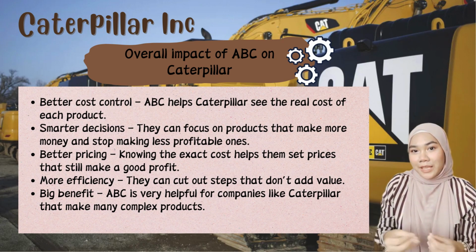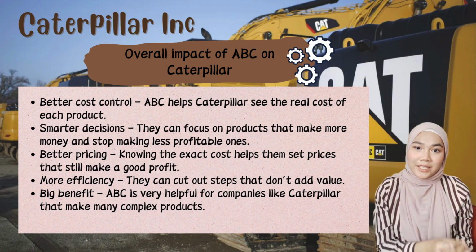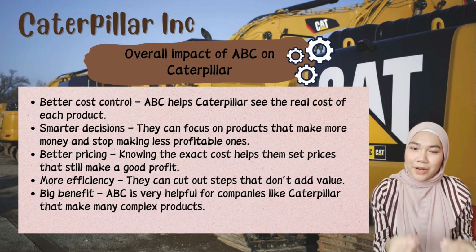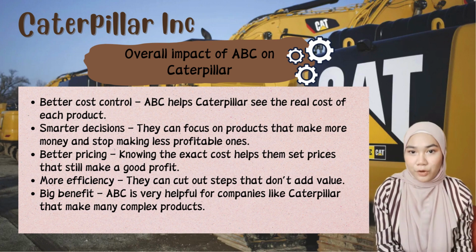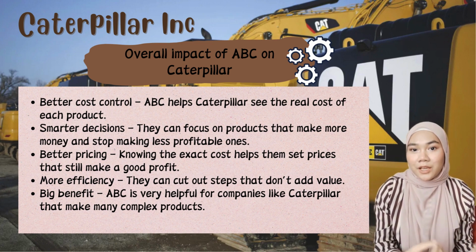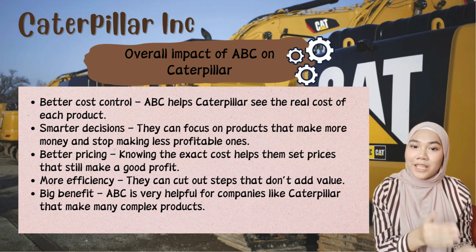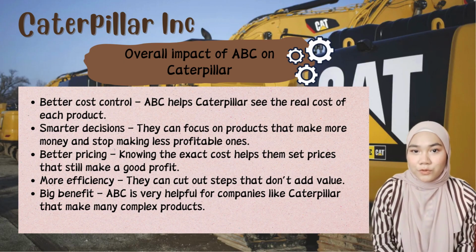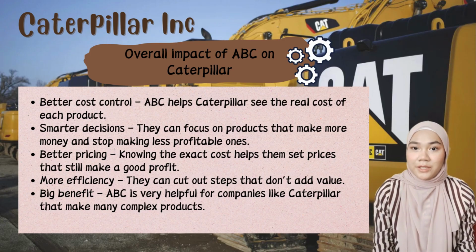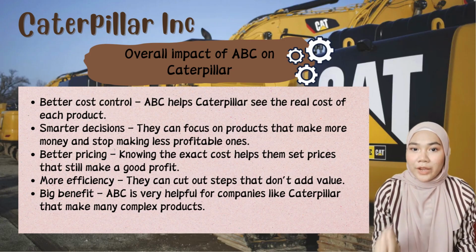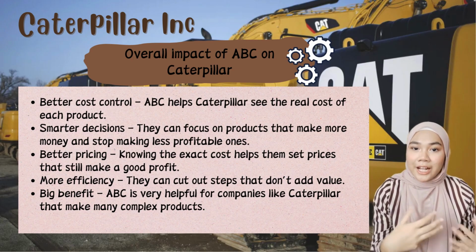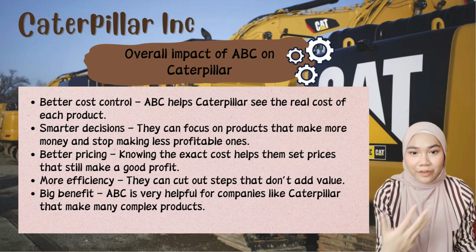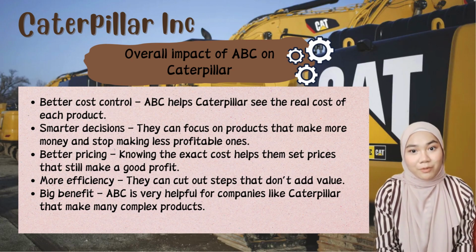ABC also helps them set better prices when they know the exact cost of making something. They can price it in a way that still gives them a good profit. It also helps them become more efficient by cutting down on steps that don't add value. So in conclusion, ABC is very useful for a manufacturing company like Caterpillar, especially when they make a wide variety of complex products. It helps them manage their costs, improve their efficiency, and stay competitive in tough markets.